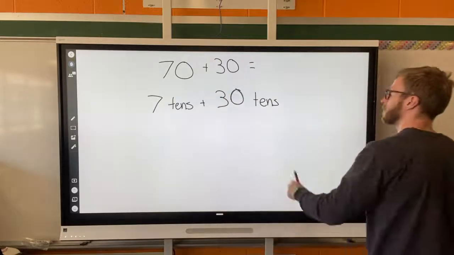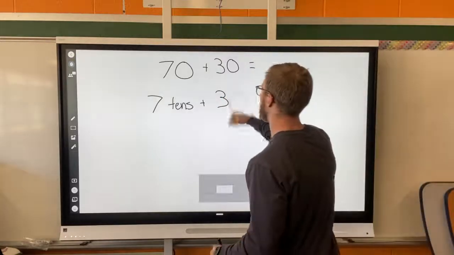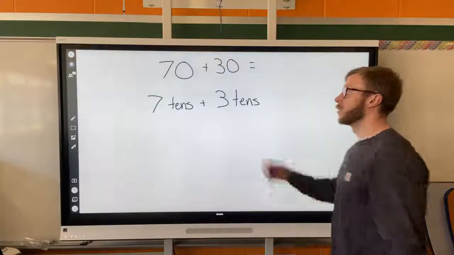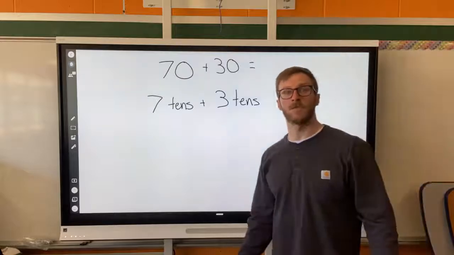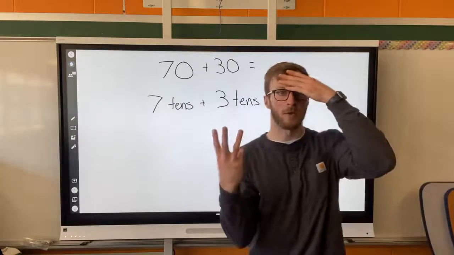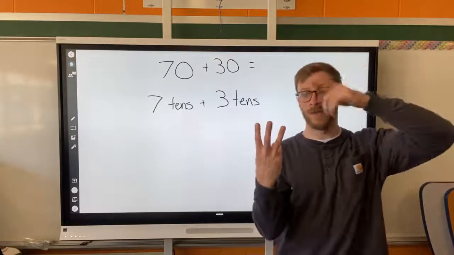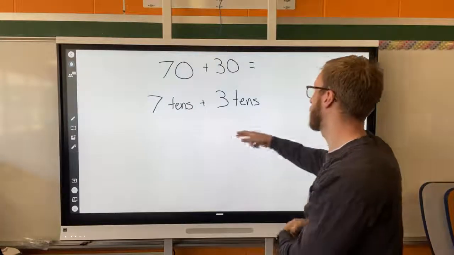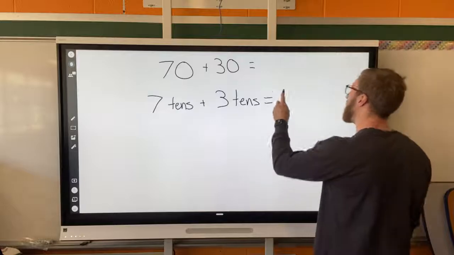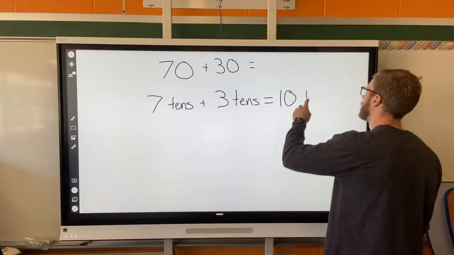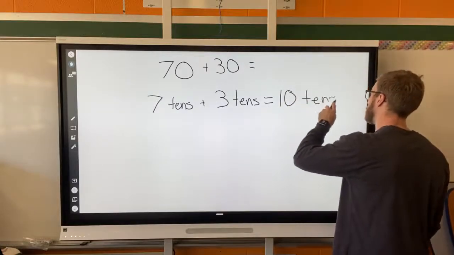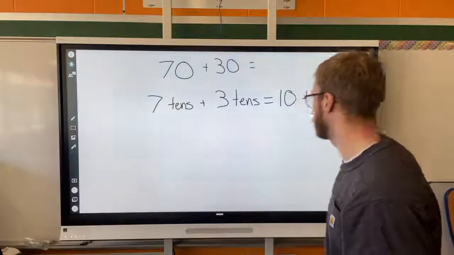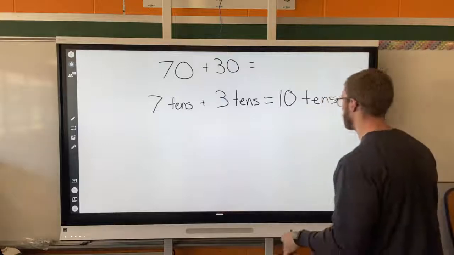So I have 7 tens. 7 tens plus 3 tens. It's basically going to be 7 plus 3. So I'm going to put 7 in my head and count 3 more. 7, 8, 9, 10. So 7 tens plus 3 tens equals 10 tens. That is a lot of tens. So we need to figure out how many tens 10 is then. 10 tens is. Woo! A lot of tens.